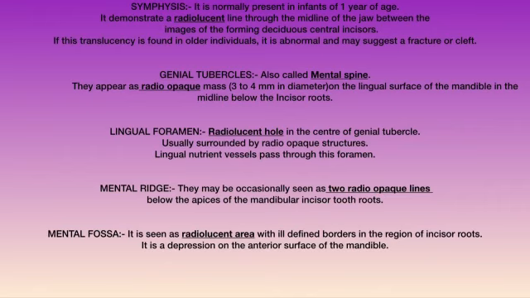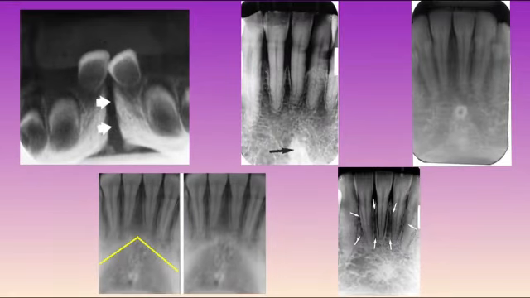Mental ridge, may occasionally be seen as 2 radio-opaque lines below the apices of mandibular incisor roots. Mental fossa, seen as a radiolucent area with ill-defined borders in the region of incisor roots. It is a depression on the anterior surface of the mandible. The first IOPA picture shown here is symphysis, where you can see a dark line, which is a radiolucent line. Second one is the genial tubercle, also called mental spine, where you can see a triangular-like structure, which is radio-opaque, so it appears white in color. Third one is the lingual foramen, and fourth one is the mental ridge. In the fifth one, the arrows are indicating the mental fossa.